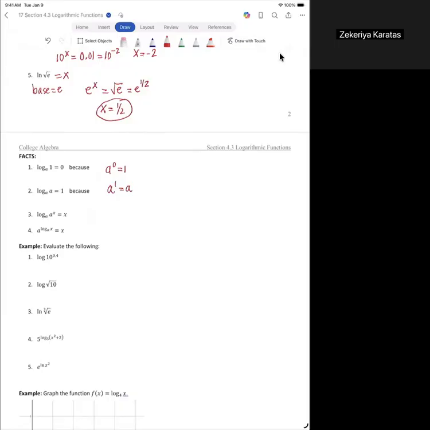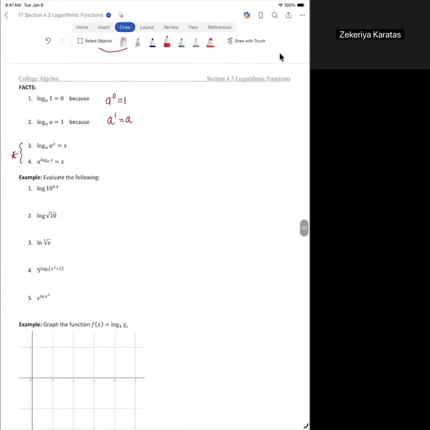Here's a nice property. These 3 and 4 are really important properties in solving equations. Log base a and a to the x, since they're inverses of each other, they kind of isolate each other and you get just x. In the same way, if you have a to the log base a of x, a and log a isolate each other and you get x. So we're going to see that in these examples.